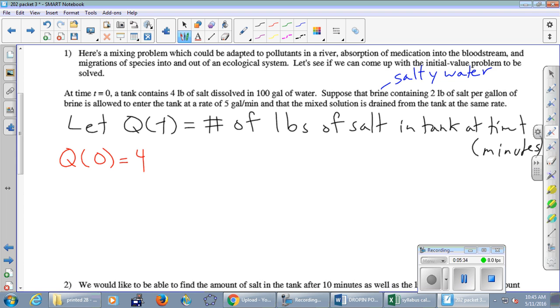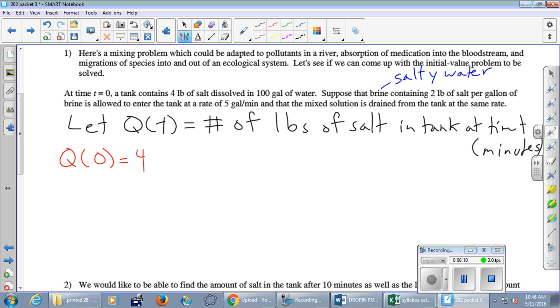And I will grant you that this saltwater problem is not all that interesting, but imagine instead of a tank with salt, it's a river with pollutants coming in from a factory. And we're just trying to decide, can this river sustain the pollutants? Can it clear the pollutants fast enough, or are there going to be some negative consequences to the wildlife that are in that river? You could also think about it in terms of absorption of medication into the bloodstream. Your body is able to process drugs at a certain rate, and if you exceed some threshold, you are going to suffer the consequences.